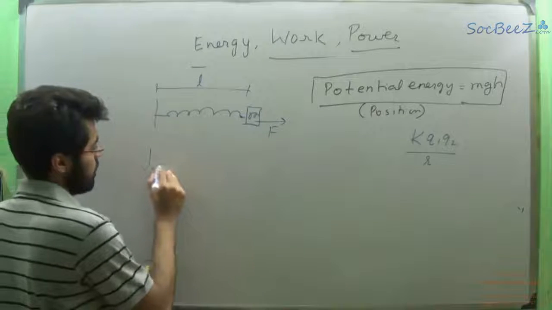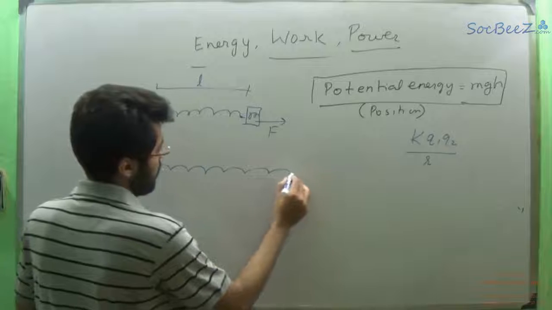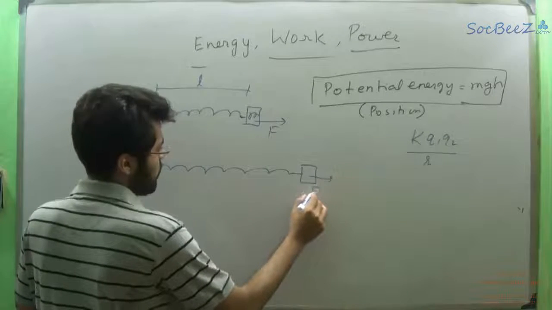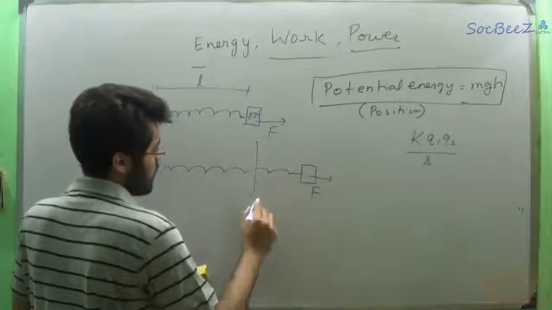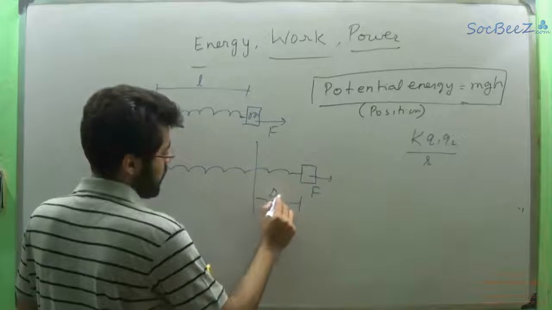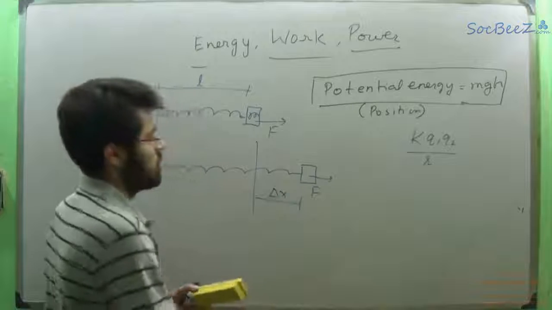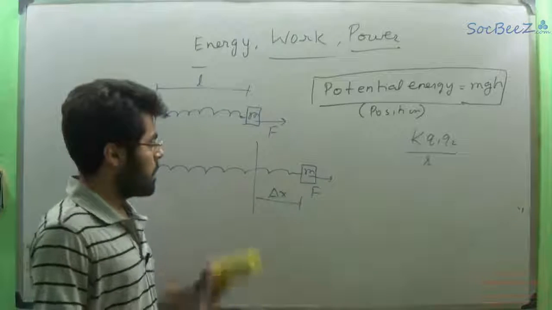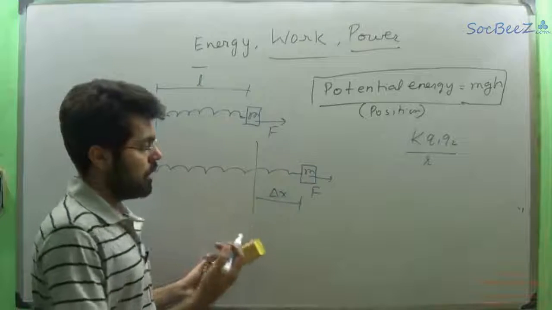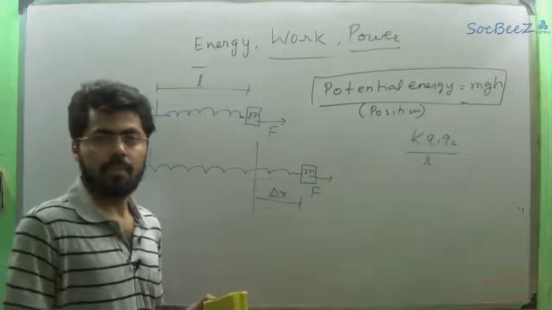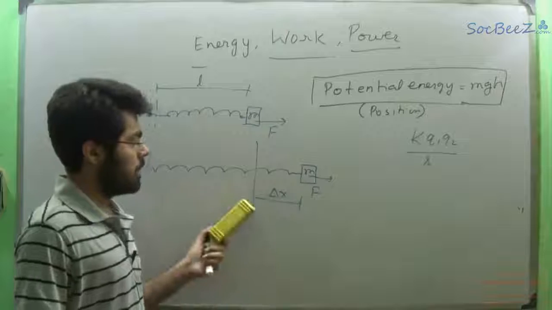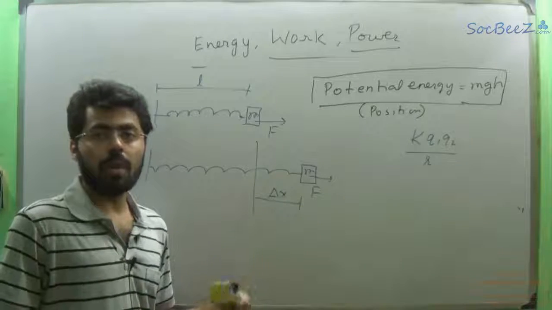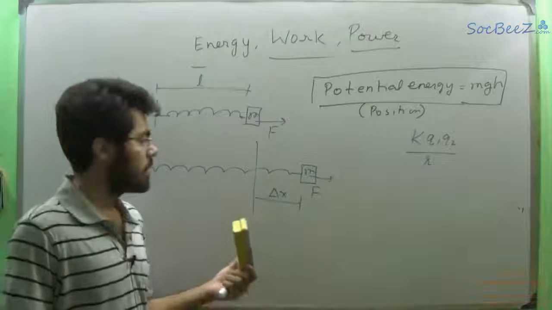What will happen? You will experience this. There will be an elongation delta x in the mass M. You applied a force, you tried to pull it away, it got pulled. But believe me, if you further want to pull it beyond this point, you need to apply more force. Why?